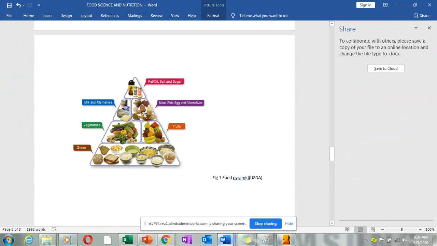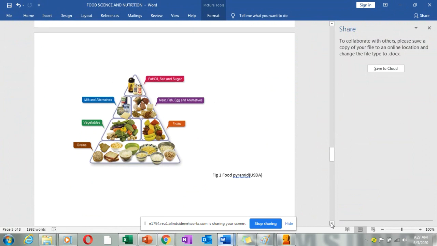Then under the proteins, we have milk, fish, eggs, and other alternatives. Here we have the pulses or legumes. Here we have beans, peas, lentils and grams. You can actually substitute them for meat, especially when the doctor advises you not to take a lot of meat, because it is not very good for your health. Milk and alternatives, here we have cheese, butter, cream, ice cream, yogurts. Then up there we have fats, sugar and salt, in very small amounts.